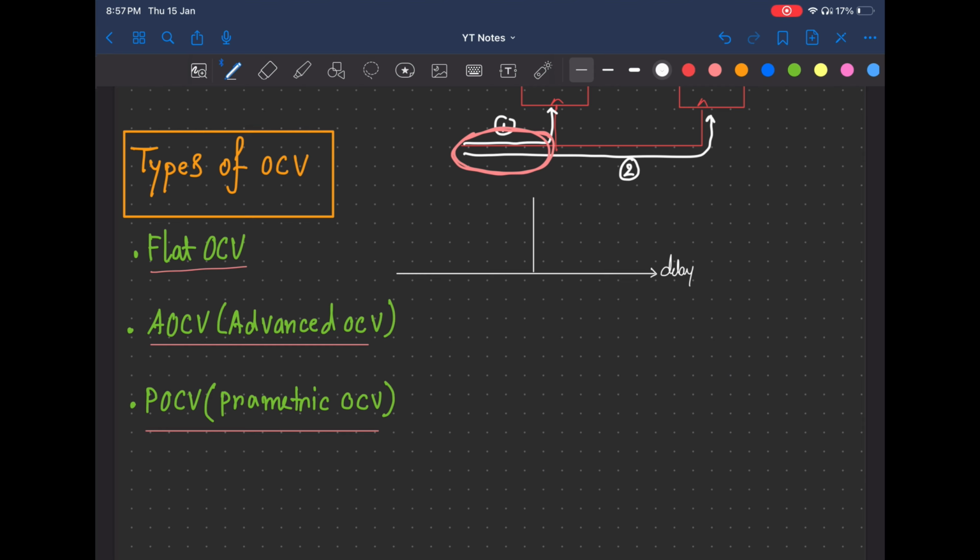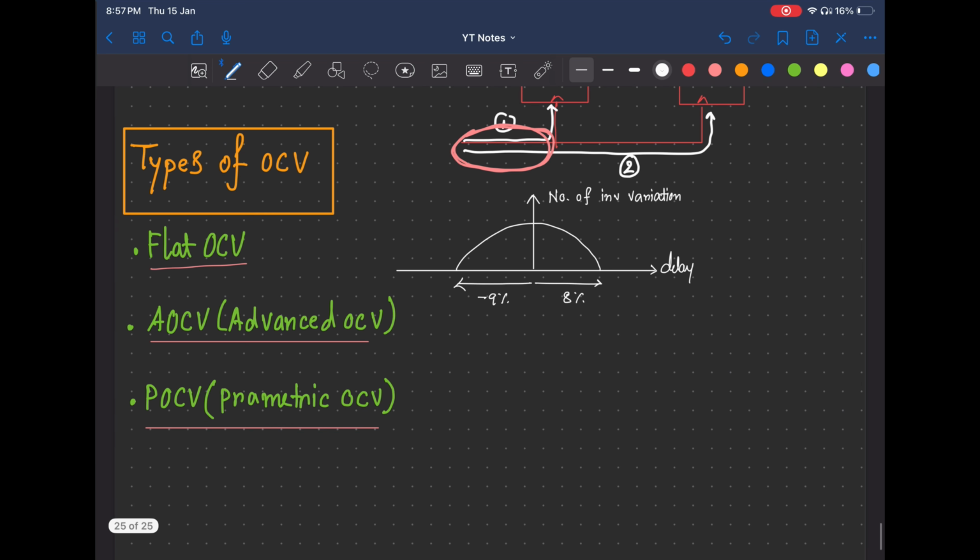Suppose we are discussing flat OCV, we add some percentage, suppose minus 9% to 8% derate factor, and this axis has the number of inverters, and the delay variation. So we add something in general to the entire chip, but for advanced OCV we use a table based on logic depth and physical distance. We maintain a lookup table here.